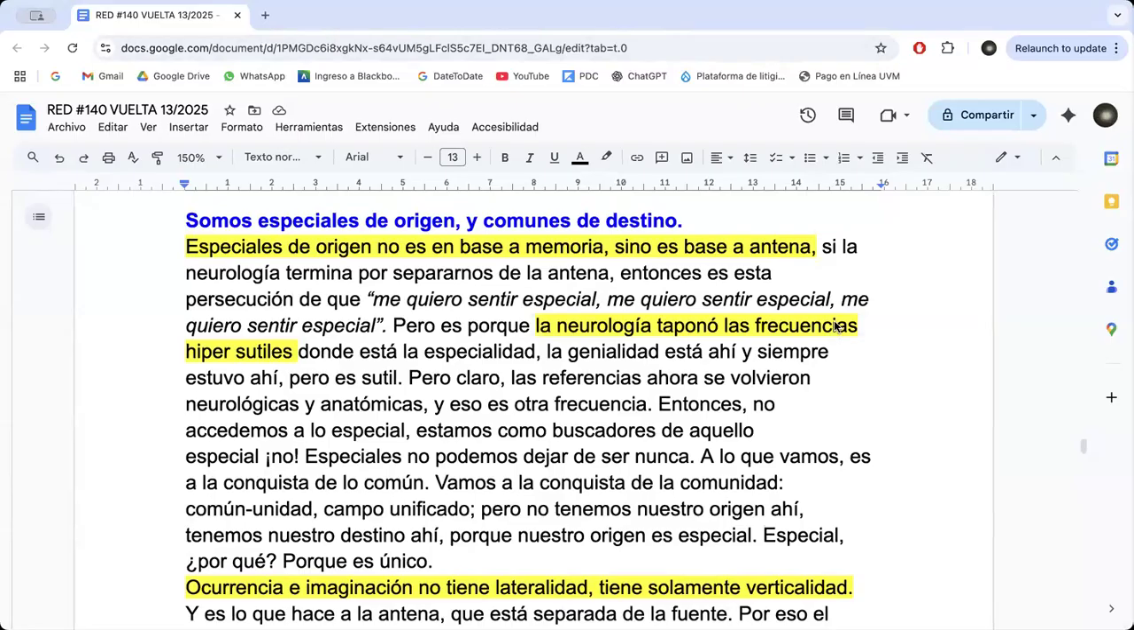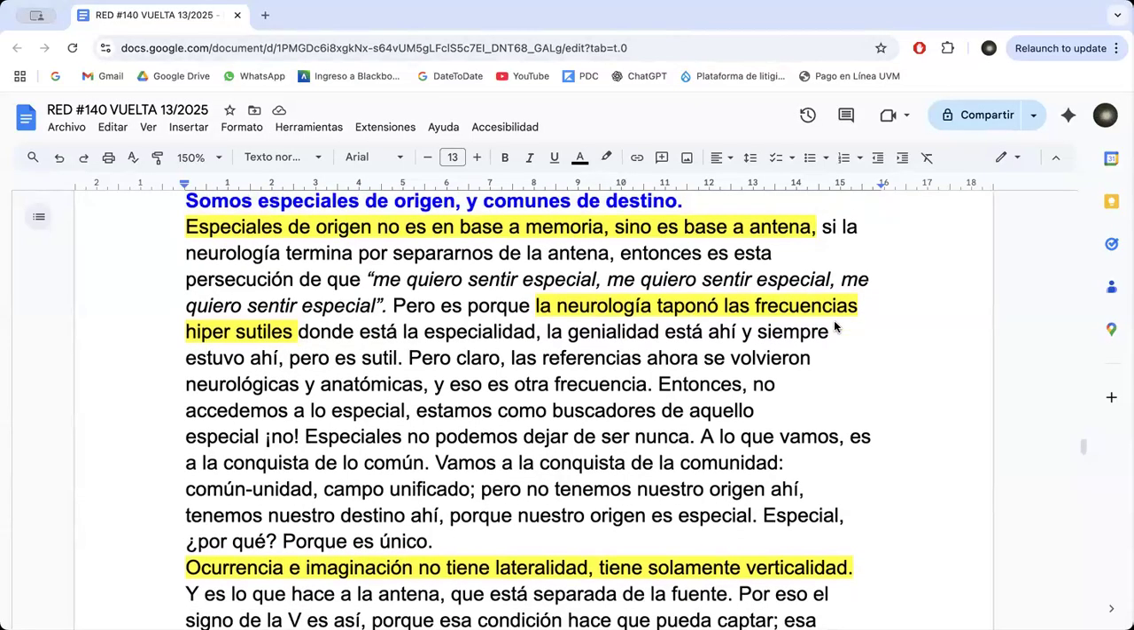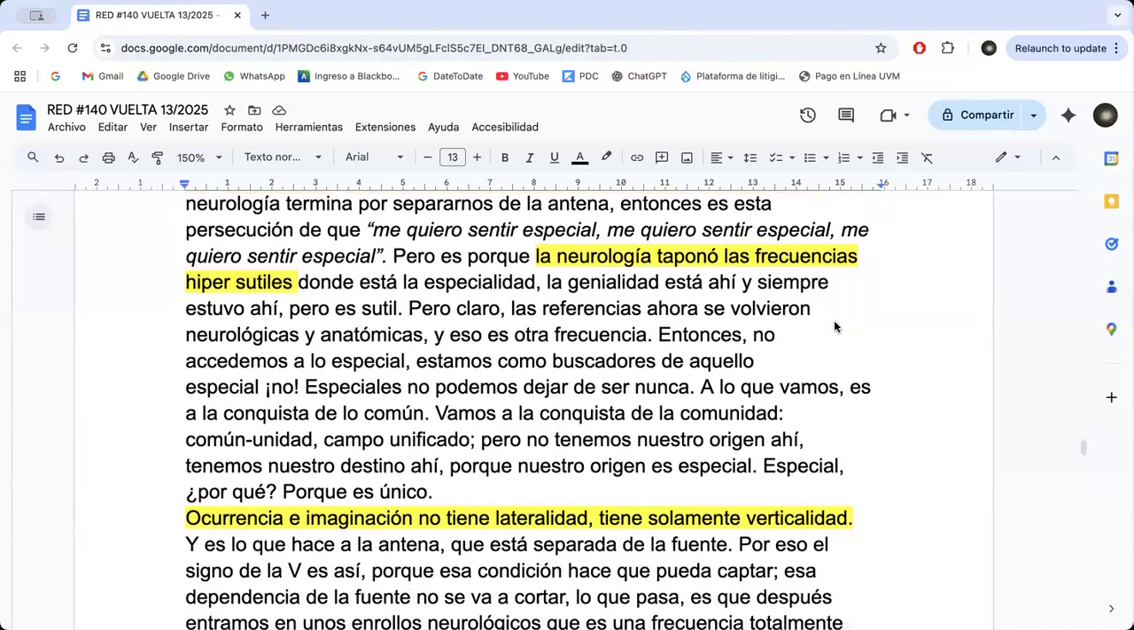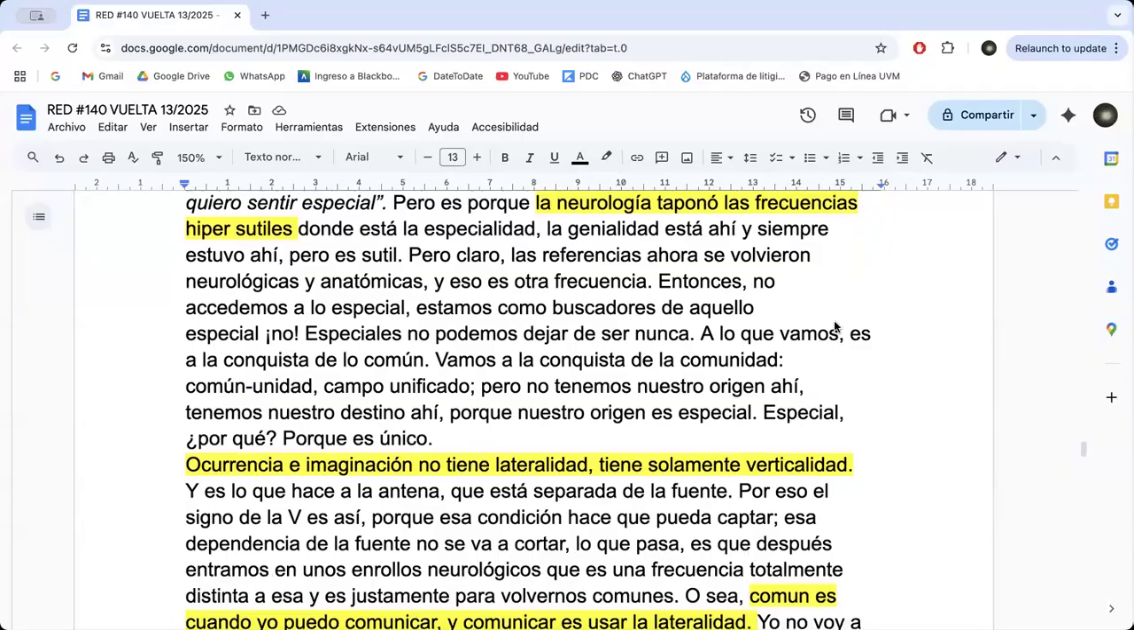Okay, so moving to another thing that she said: we are special at origin and common in the destiny. Special in the origin means that it is not based on a memory, it is based on an antenna. So, if our neurology ends up separating us from the antenna, then we have this persecution of wanting to feel special. I want to feel special. Why is that? It's because the neurology blocked all the frequencies that are hyper subtle, which is where specialty is. Geniality is there in the hyper subtle frequencies, and it has always been there, but it is subtle.